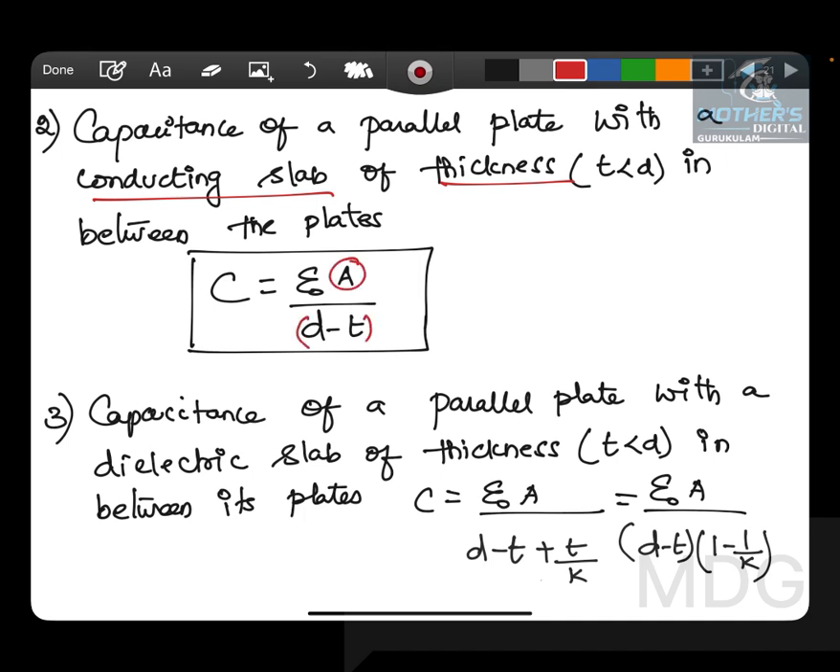Third one: capacitance of a parallel plate capacitor with a dielectric slab. Before it was a conducting slab, here it is a dielectric slab, with the same condition that the thickness is less than the distance between the two plates. It is given as epsilon naught A by D minus T plus T by K. This can also be written, taking T common, as epsilon naught A by D minus T times 1 minus 1 by K.